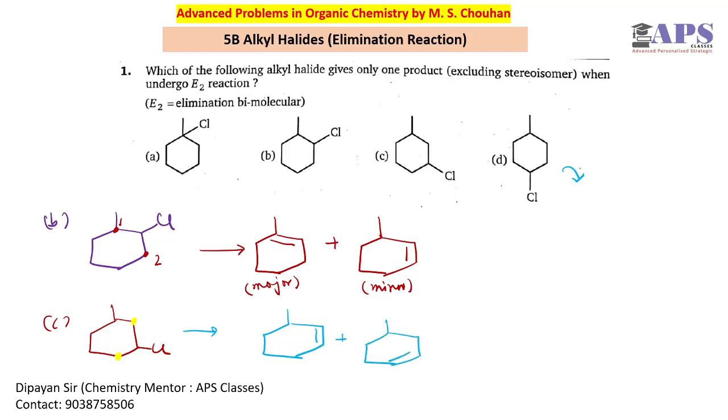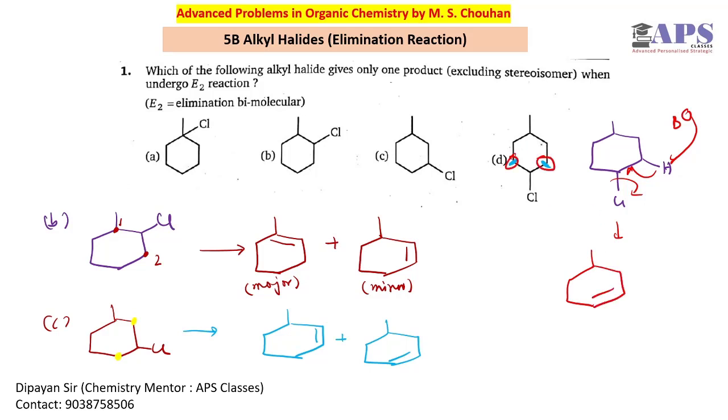But if we start with option D, these two beta carbons are identical. Okay, so you can abstract hydrogen from any of them. So I can remove hydrogen from either the left hand side part or the right hand side part. B minus is the base, and finally we will end up with a similar product. So from this or this, any carbon we can remove the hydrogen and finally we have a single product. So our correct option for this question is option D.